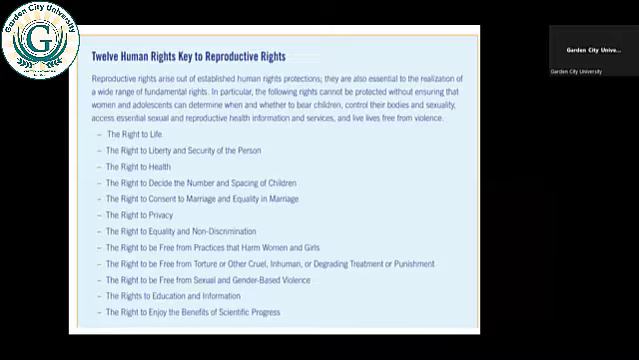And we should ensure that women and adolescents can determine when and whether to bear children, control their bodies and sexuality, and sexual access, essential sexual and reproductive health information and services, and live their lives free of violence. This is what it should be.